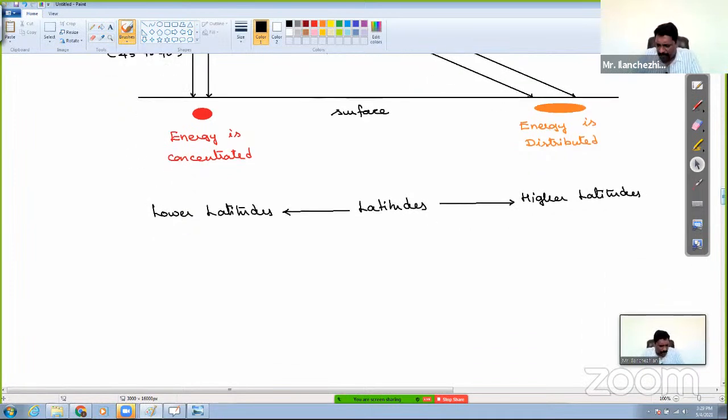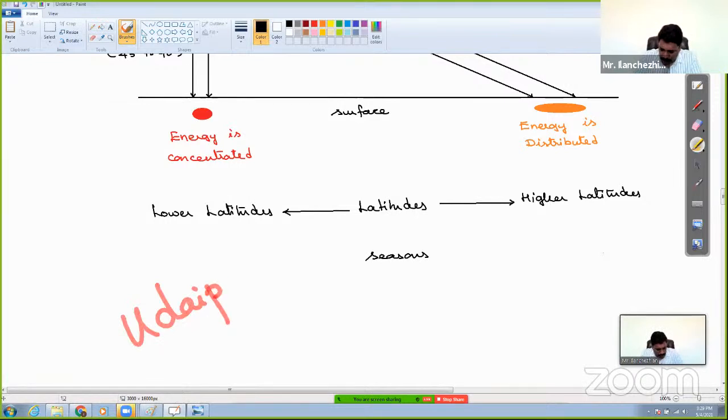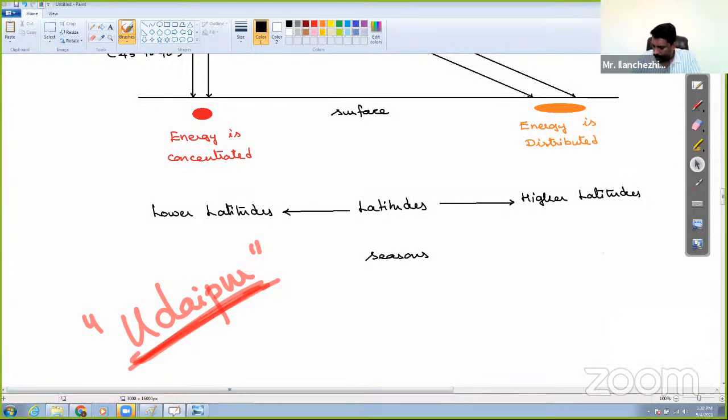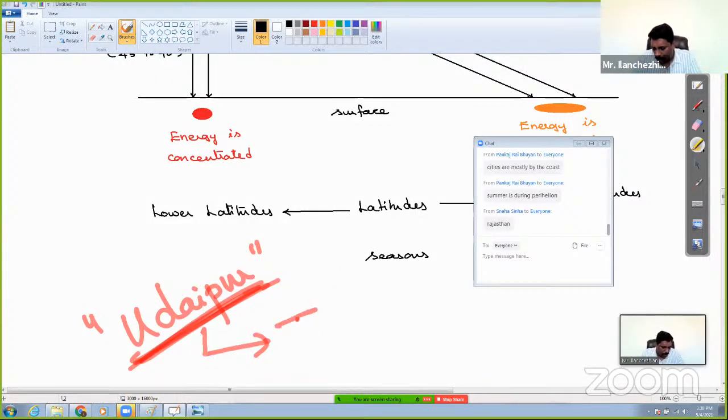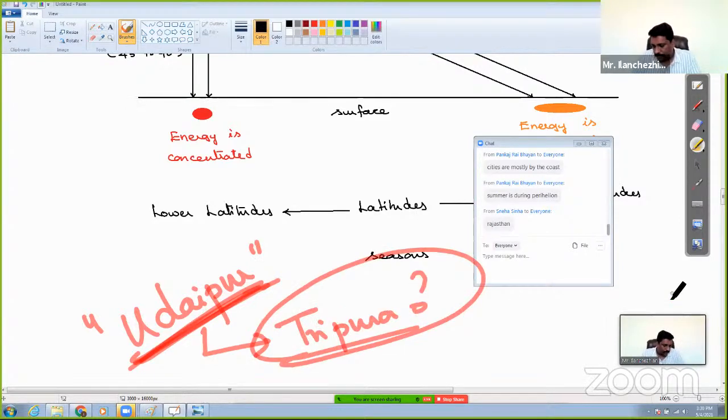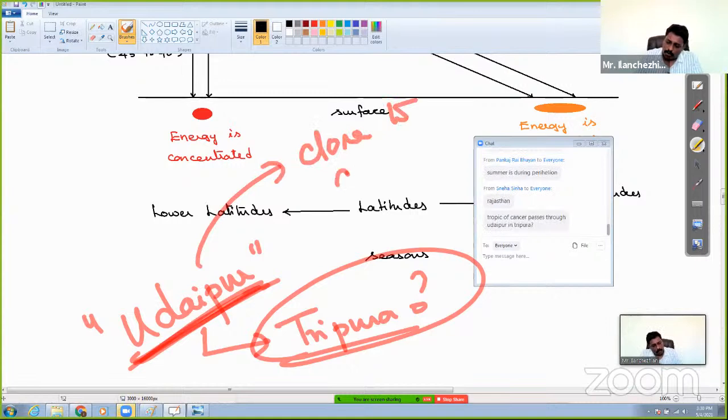My dear friends, you can also apply the same concept between seasons. See, for example, where is Bhopal? Or let me bring up this name, Udaipur. Any idea where this Udaipur is, my friend? Rajasthan. Will you accept if I say this Udaipur is in Tripura? My dear friends, there is also one Udaipur in Tripura, which is very important as a location. I don't deny that Udaipur is in Rajasthan, but there is also one Udaipur in Tripura. This Udaipur is located very, very close to the Tropic of Cancer.